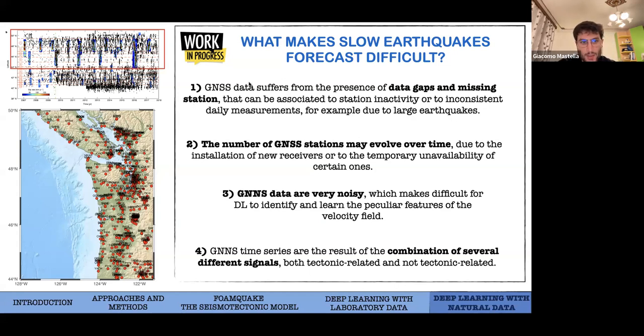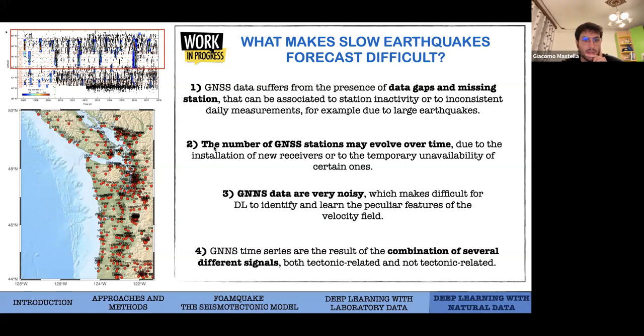But there are some problems when you try to work with GNSS data, with geodetic data, that make slow earthquake forecasting very difficult. And here I listed 4 of the main problems that you have. The first one lies in the fact that GNSS data suffers from the presence of data gaps and missing stations. And these data gaps can be associated, for example, with station inactivity or inconsistent daily measurements.